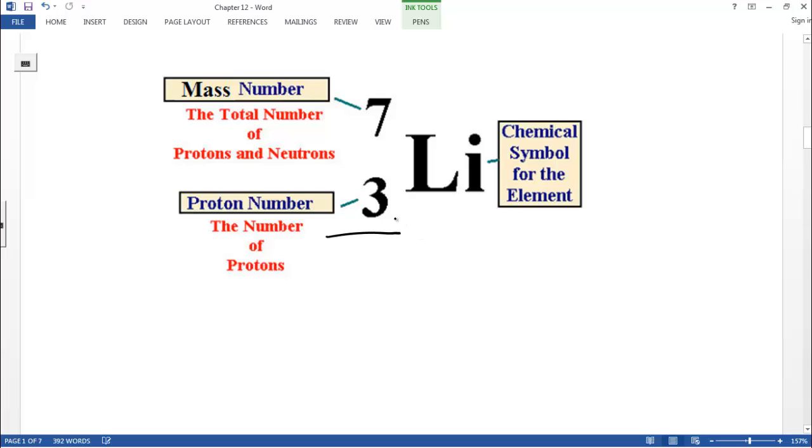Did you say 4? Take 7 minus 3 equals 4. The mass number, how heavy the atom is, depends on the number of protons. And since neutrons weigh as much as a proton, 3 plus 4 equals 7. That's how heavy this isotope is.